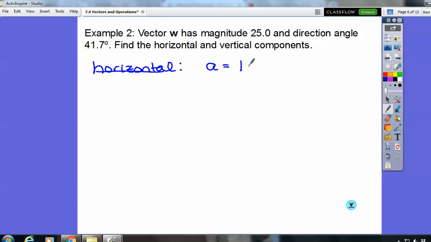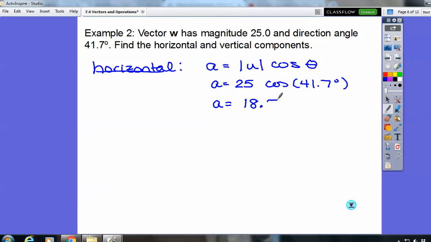That's our A, which I just told you is the magnitude times the cosine of your angle. So our magnitude is 25. Cosine theta was 41.7. So if we type that in, and let's just do 1 decimal place here, we'll match our significant digits. We got 18.7.